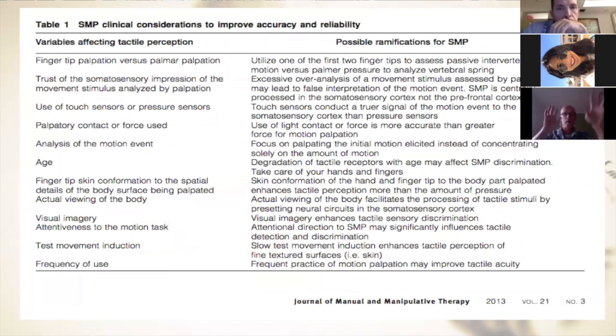So basically, going back to the fingertip scenario, my slides are all over the place, but I'll ensure that the final version that you have is all correlated properly. I had a bit of a glitch with my computer this morning. So: fingertip palpation versus palmar palpation, somatosensory impression. All these components are very interesting when we look at the nature of our palpation and how these influence the result or the perception of palpation of the lesion that we find.